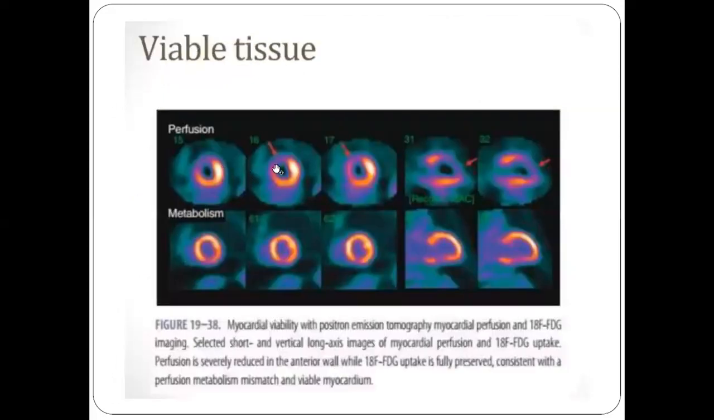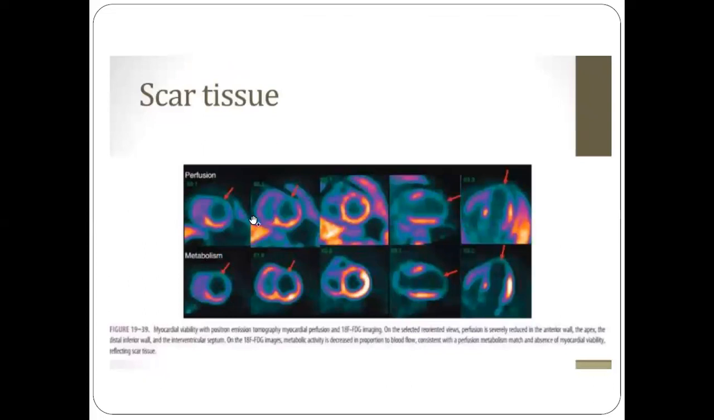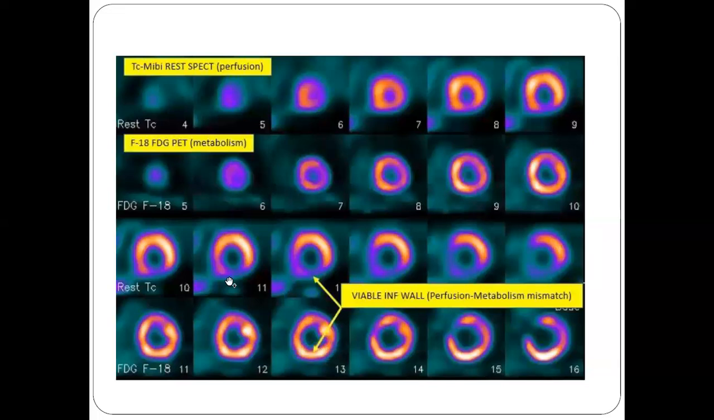So you can see here that perfusion is decreased in the anterior part as well as the septum, whereas metabolism is maintained here. You can see here FDG uptake is normal in that area. So it means that the tissue is viable. It can be seen in hibernating myocardium. You can see a scar tissue here: there is no perfusion as well as no metabolism uptake. Here in the inferior wall, you can see perfusion is defective whereas the metabolism is maintained. It can be seen in hibernating myocardium.